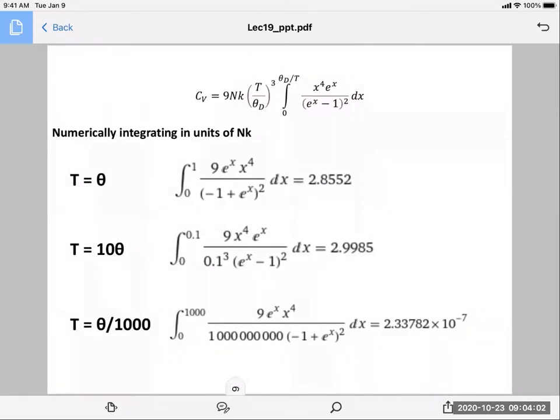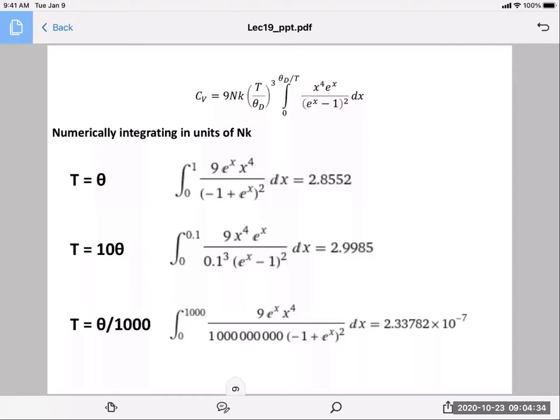All right, so here I've just copied the same expression for the specific heat that I wrote at the end of the last note. And this expression, x to the fourth e to the x over whatever, doesn't have an analytical solution. And so I just did some numerical integration in Wolfram Alpha. So if I say the temperature is equal exactly to the Debye temperature, then I'm integrating from 0 to 1. And then in units of n times k, I get that the heat capacity equals 2.85.